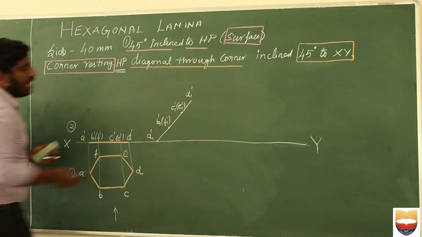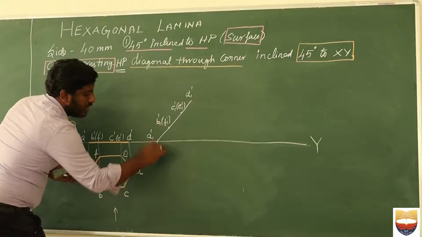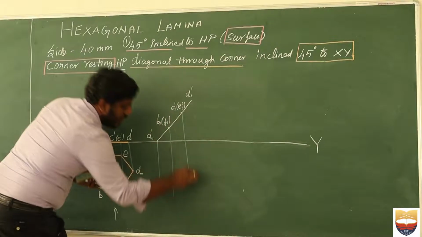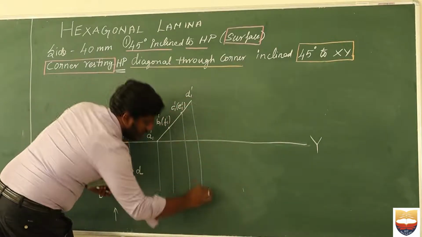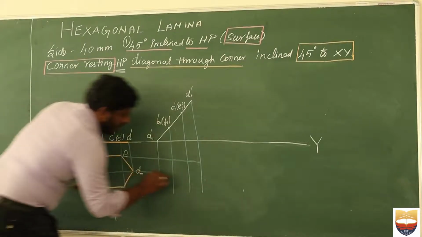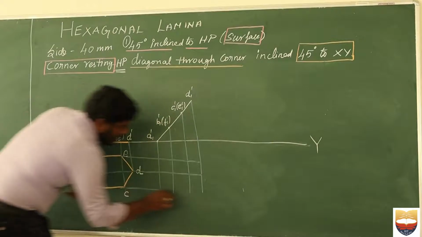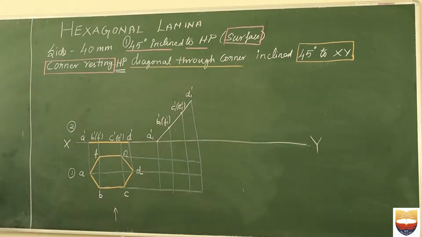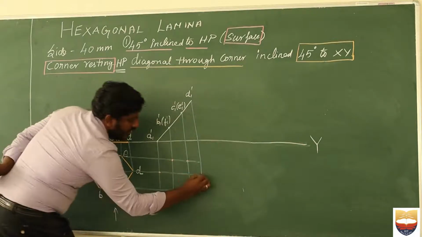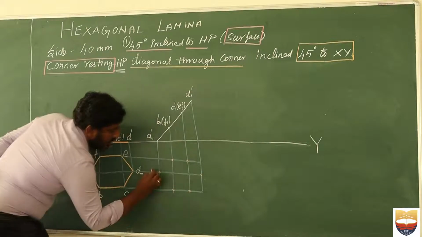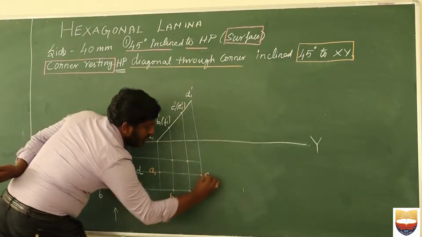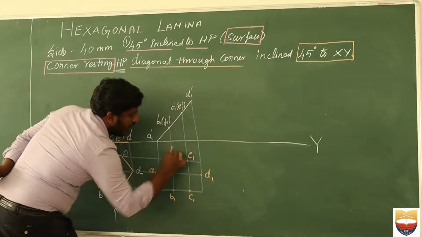After which I need to project from the top. This projection line should be perpendicular to your reference line. Similarly I have to project all the points from here. A and D will be in the same line, and B and C will be in the same line. If I complete, I will have a point here, a point here, and so on. Naming them, this is A1, B1, C1, D1, E1, and finally F1.